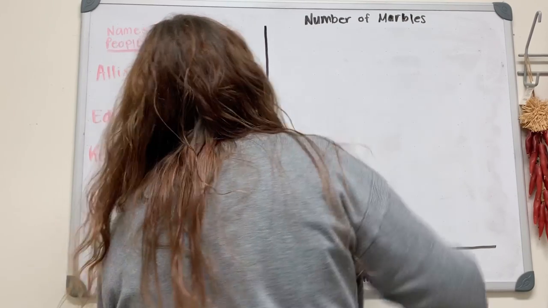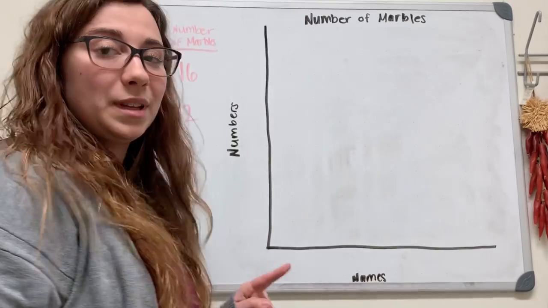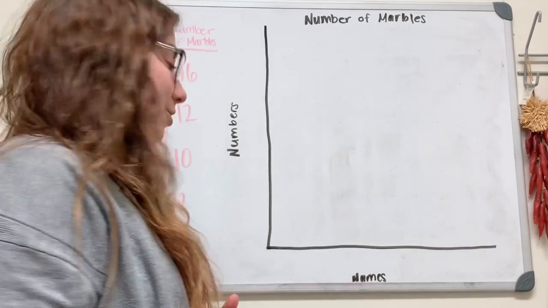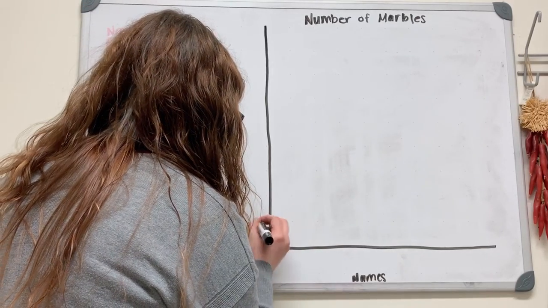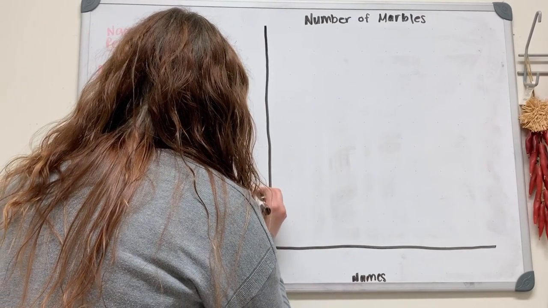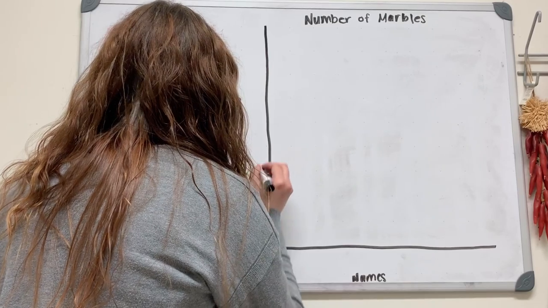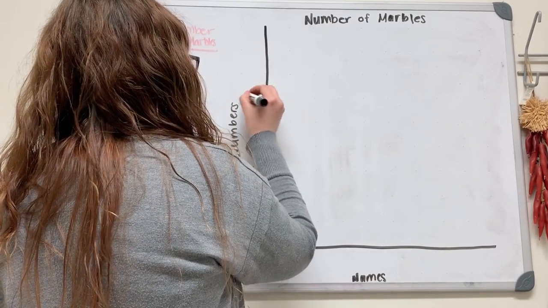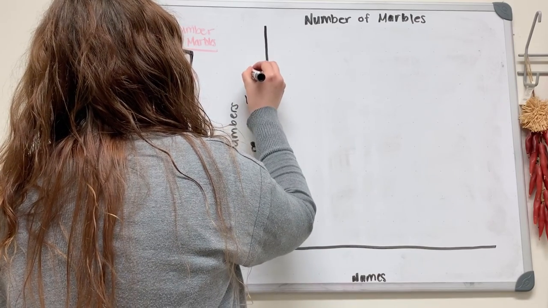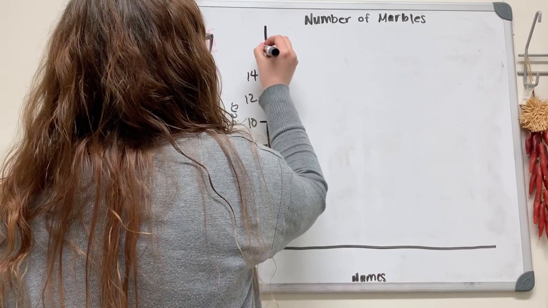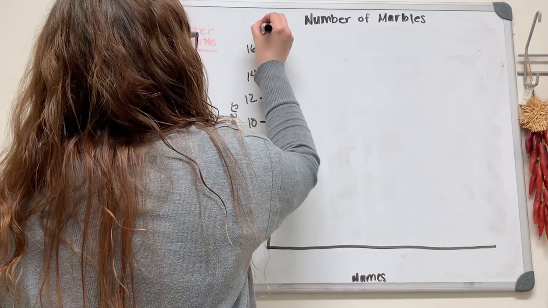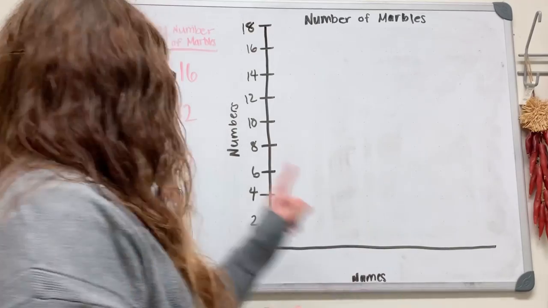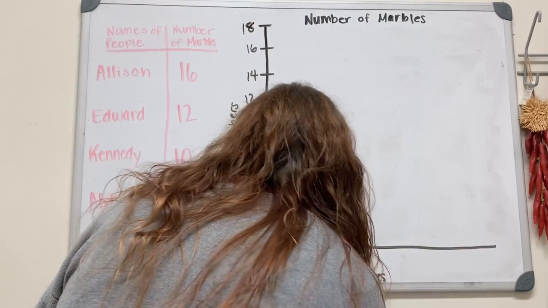numbers. Again, we're going to set our increments to 2 because since we're still using the same data set, I think it's still best that we use increments of 2. And again, we're going to write our names at the bottom.